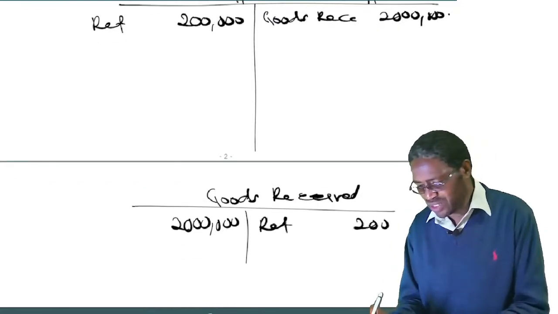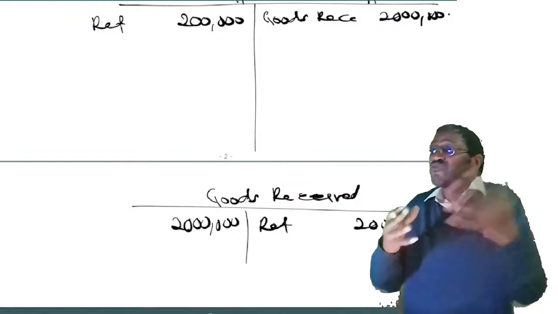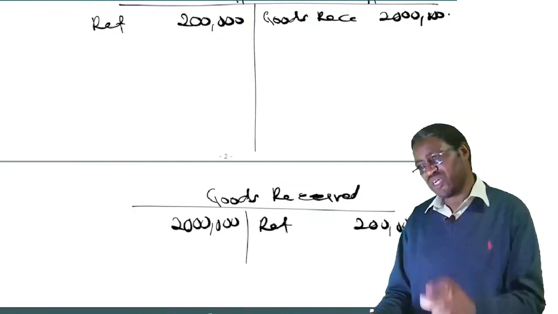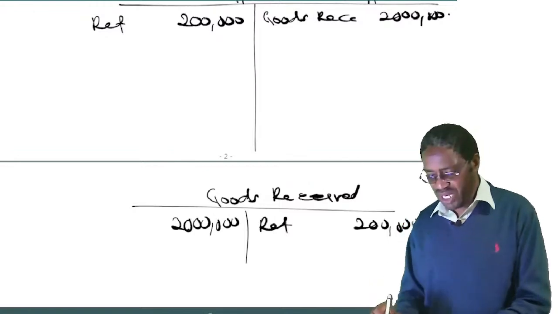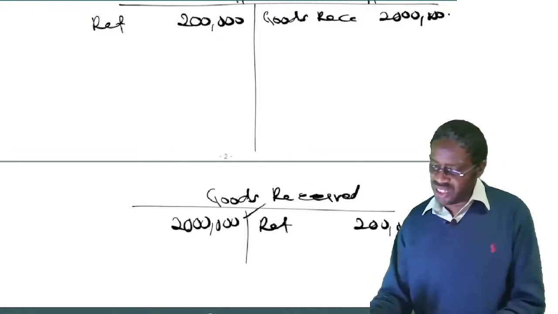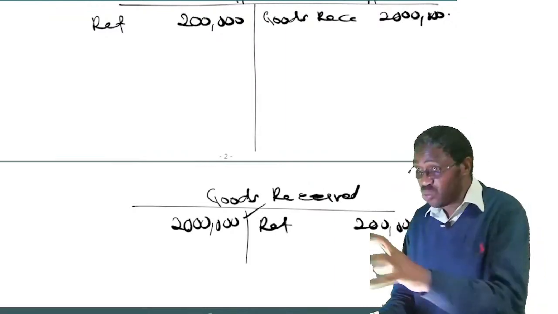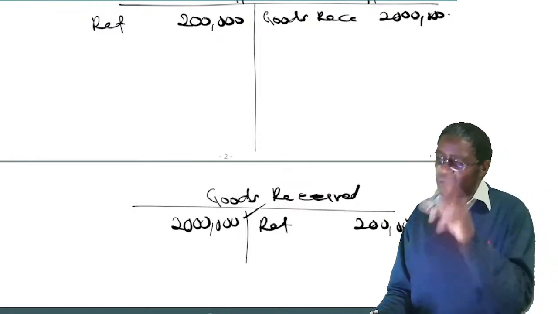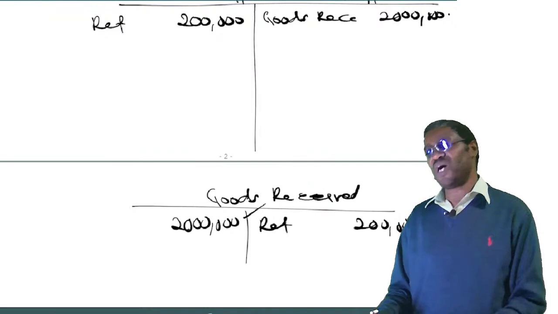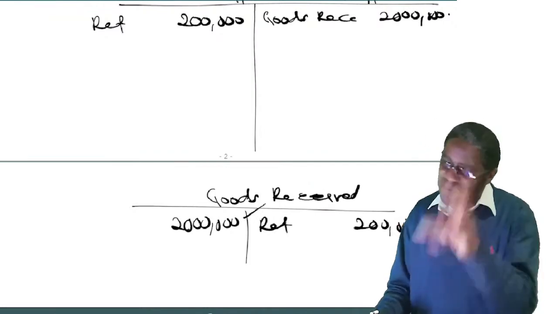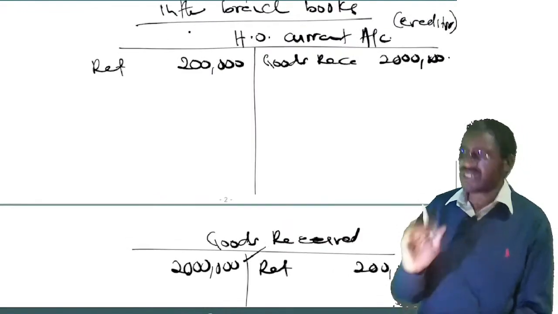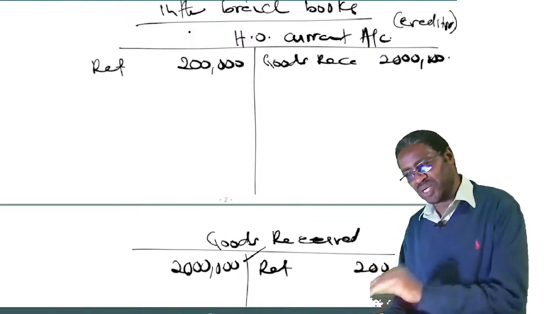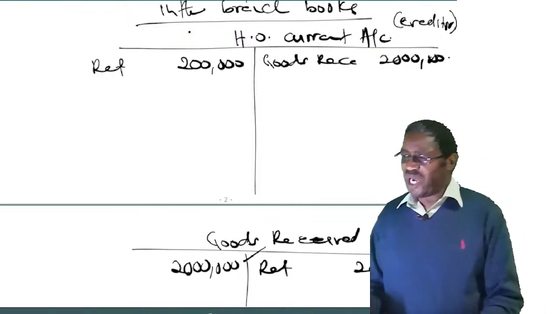So for the goods returned, they have to reverse the entry they made when they received the goods. When they received the goods, you remember they debited goods received and credited the head office current account to increase what they owe to the head office. Now that the branch is returning, we are saying reverse that entry. How? By debiting head office current account. You debit head office current account and you credit goods received. Okay? Good. So far, I hope we are together.